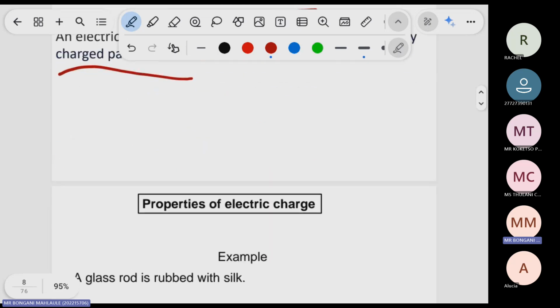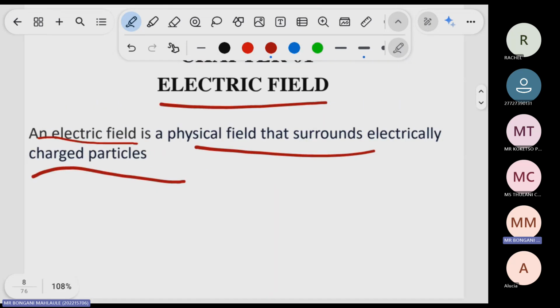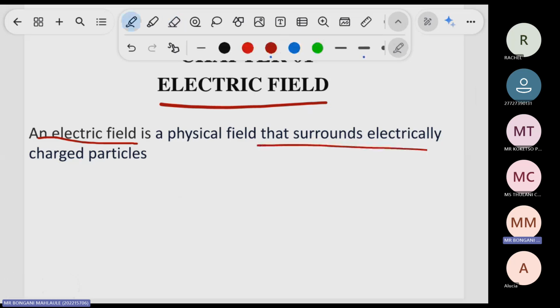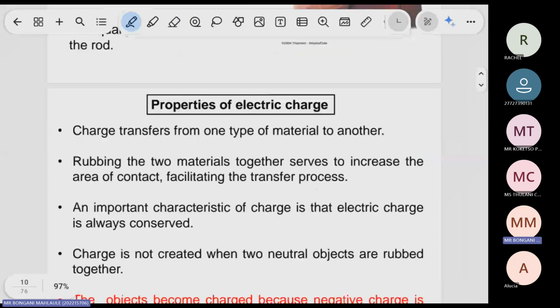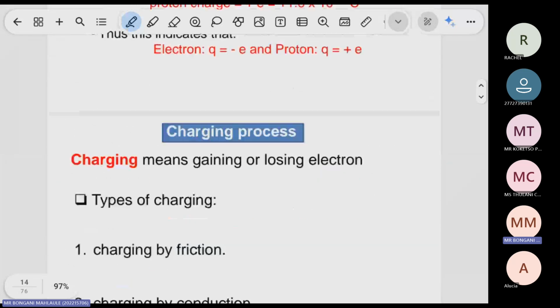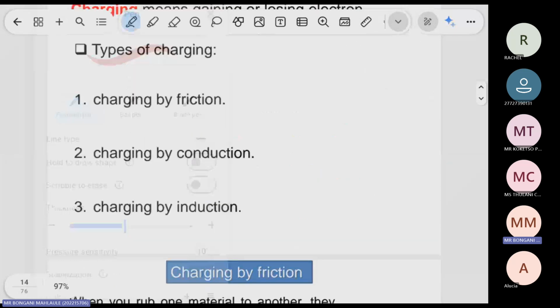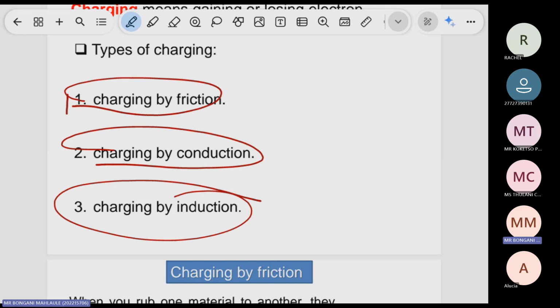So let me move. Now this thing is working. And then an electric field, you'll just say it's a physical field that surrounds electrically charged particles. Then we'll move. And then we have discussed the types of charging. This one is charging by friction, charging by conduction, and charging by induction. So you must also know how to mention them.